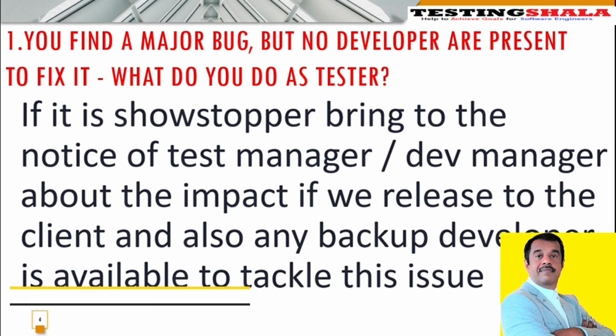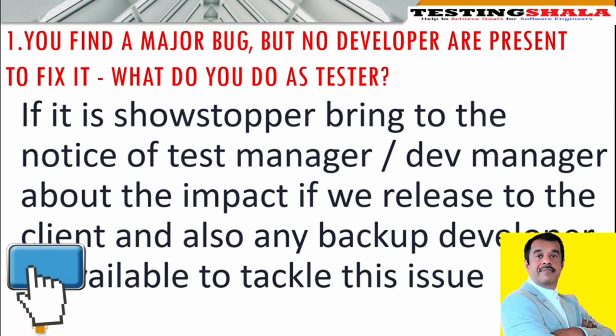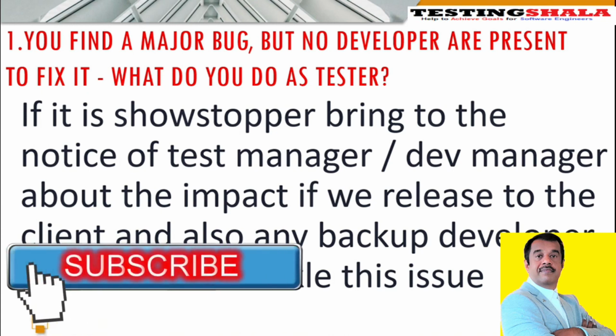Let's say this major bug is completely a showstopper. It is going to impact the critical functionality of the application. Then you should immediately bring the impact to the test manager and development manager, and also look for any backup developers available in the absence of the main developer. If there is a backup developer, then there is no issue. Otherwise, we have to escalate to the test manager and development manager. They have to make a note of it and find the solution for it.